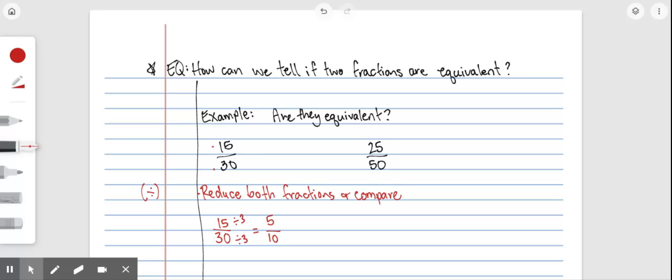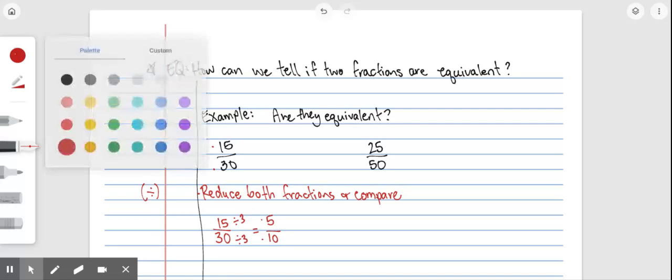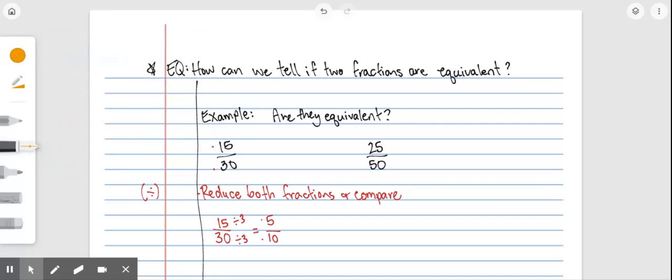Now, when we're reducing or simplifying, we want to go as low as we possibly can. So I'm going to see if there's another number that will divide both 5 and 10. Is there a number that divides 5 that also divides 10? Now, this one's a little trickier. A number that I can count by that will get me to 5 and 10. Yeah, the number 5 works because 5 times 1 is 5 and 5 times 2 is 10. So I can divide by 5 on the top and on the bottom. 5 divided by 5 is 1, and 10 divided by 5 is 2, so 1/2.